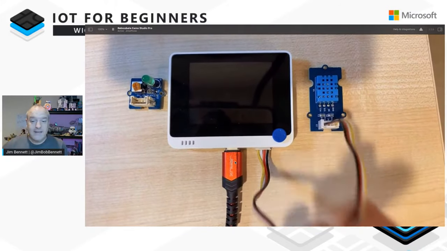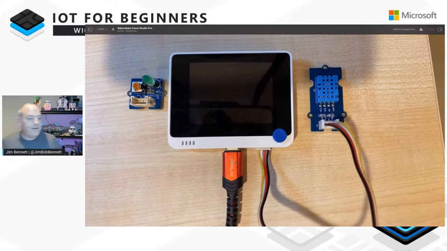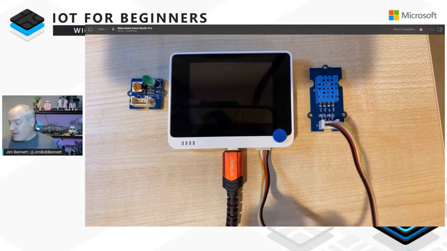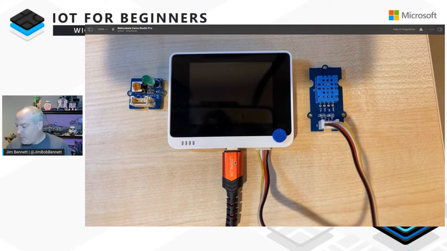And that's my sensor connected. This is one of the things I love about the Grove ecosystem from Seeed, in that you just plug in cables. There's no electrical engineering, there's no breadboard and wires and resistors and things like that. I just plug it straight in, and away I go.